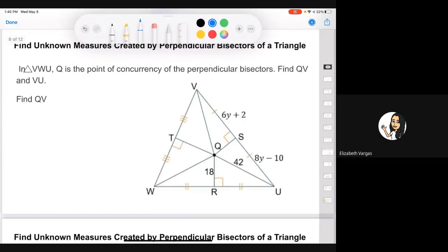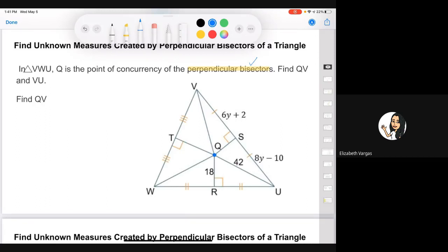So solving a problem, this is an example. It says in triangle VWU, Q is the point of concurrency of the perpendicular bisectors. Because I know it has to deal with perpendicular bisectors, I know that Q is going to be my circumcenter. And then it says find the length of QV and VU. So first thing, find the length of QV. I know already that this is a circumcenter because it deals with perpendicular bisectors.